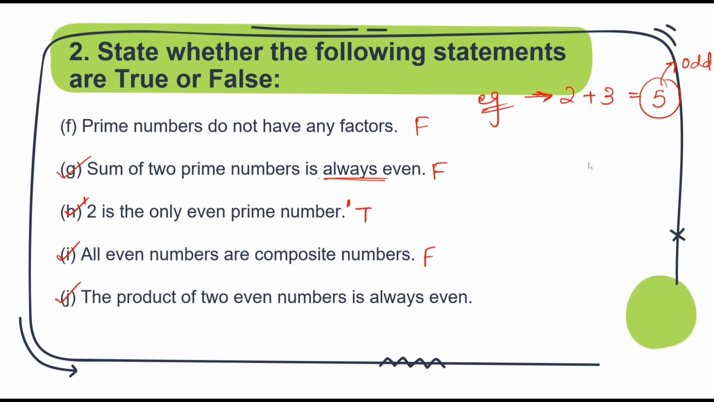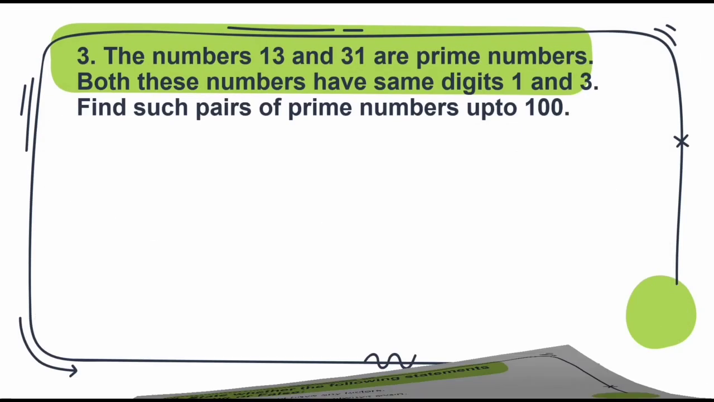Now the J part. The J part says that the product of two even numbers is always even. If I take any two even numbers, let's say 2 and 4, and multiply them, I get 8. If I take any other numbers, let's say 12 times 6, that is 72, and it is also an even number. So always remember, the product or multiplication of any two even numbers will always give you an even number. So it is true. Understood?